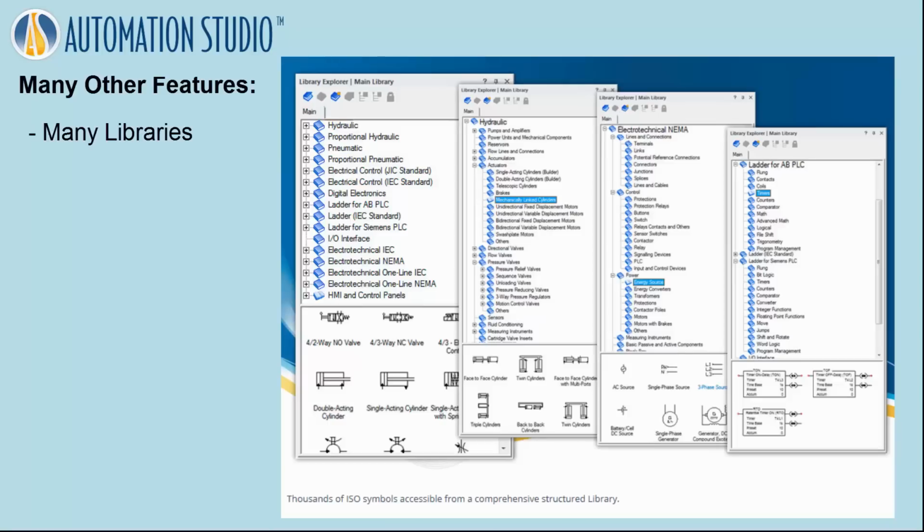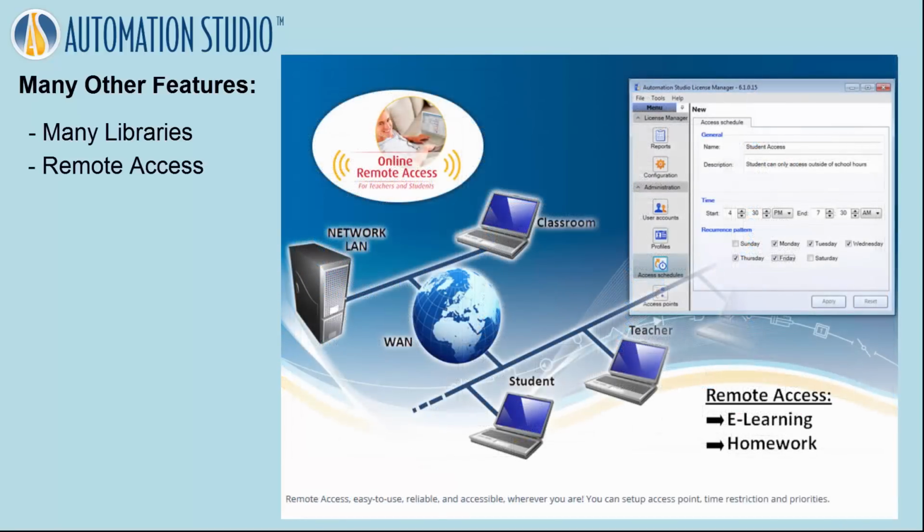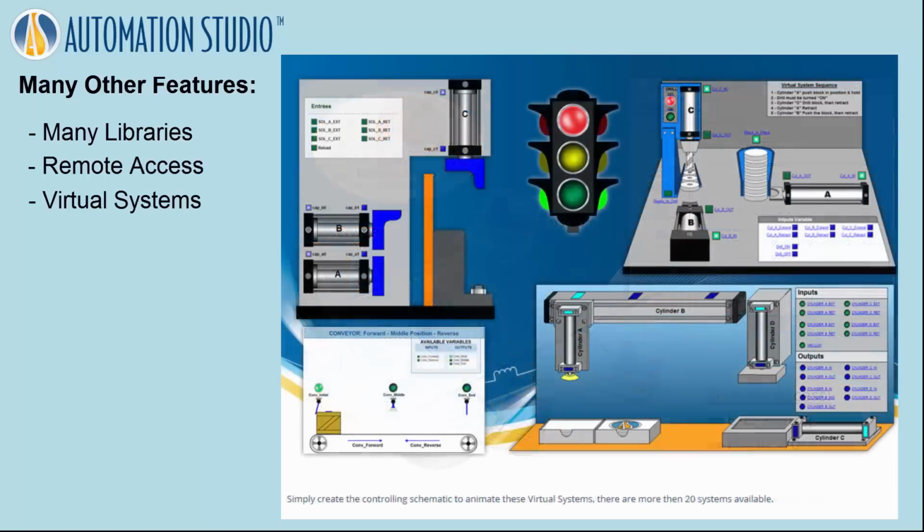Now let's review some features. Automation Studio comes with multiple libraries of ISO symbols, well-structured, that cover hydraulics, pneumatics, electrical, PLCs, and many others. The remote access feature enables the teacher and students to also use Automation Studio from home. Obviously, access point, time restriction, and priorities can be configured.